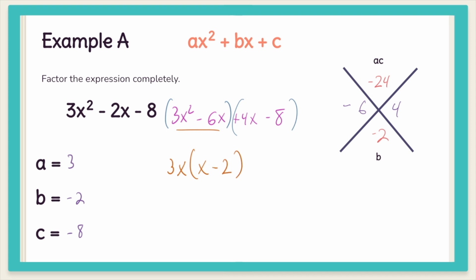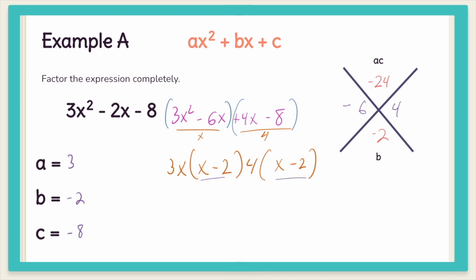Now on the other side, we can pull out a 4 this time because we've got an x on only one of our terms. So we've got a 4 that we can pull out here. 4 on the outside. 4x divided by 4 is 1x. -8 divided by 4 is going to be -2. And notice that our binomials are the same, x minus 2, which lets us know we're on the right path.